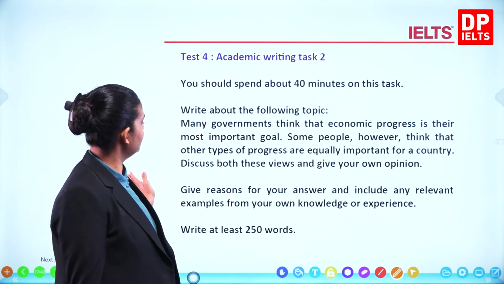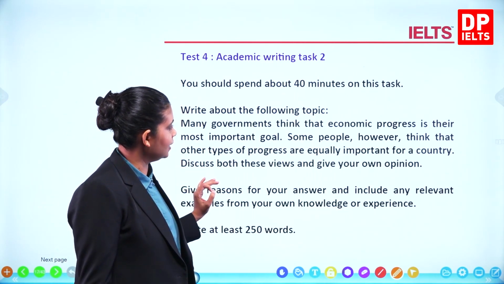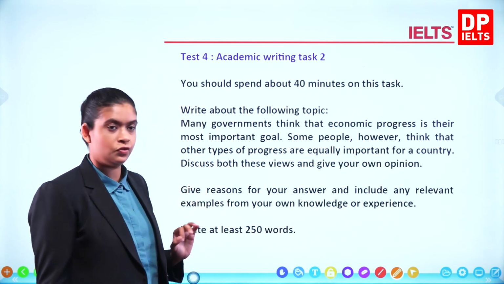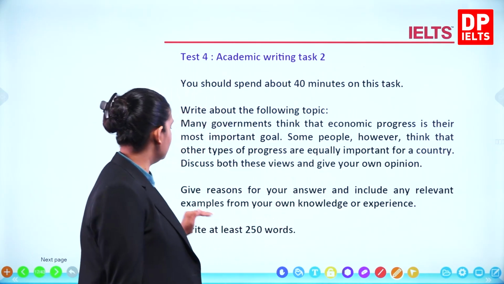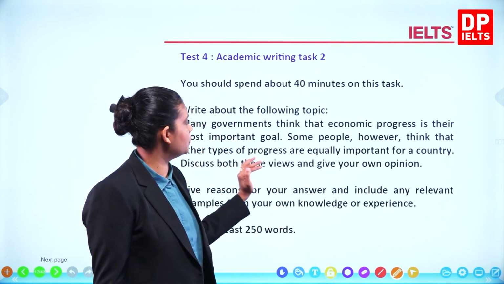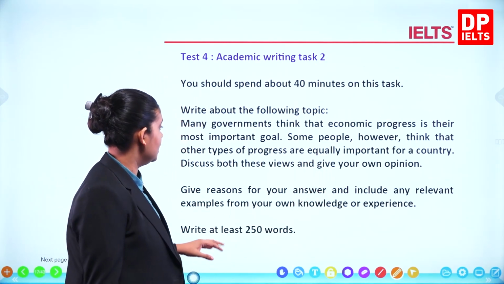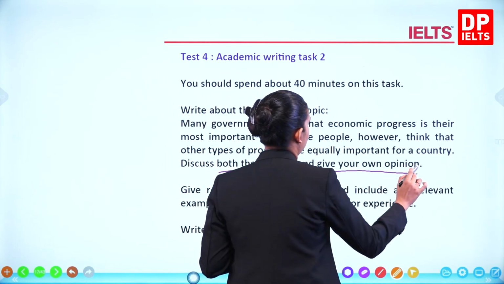Now here, let's have a look at the question. Many governments think that economic progress is their most important goal. Some people, however, think that the other types of progress are equally important for the country. Discuss both these views and give your opinion, right?